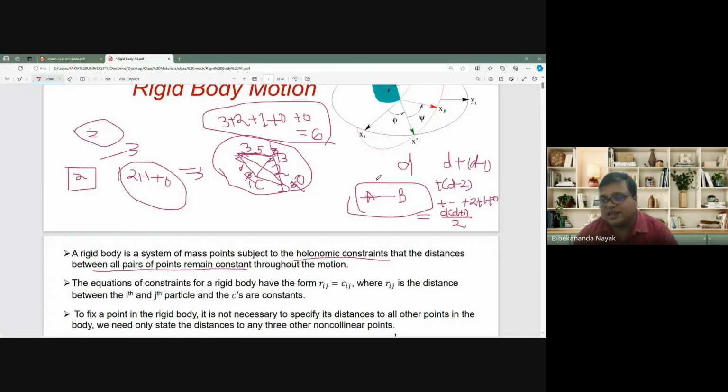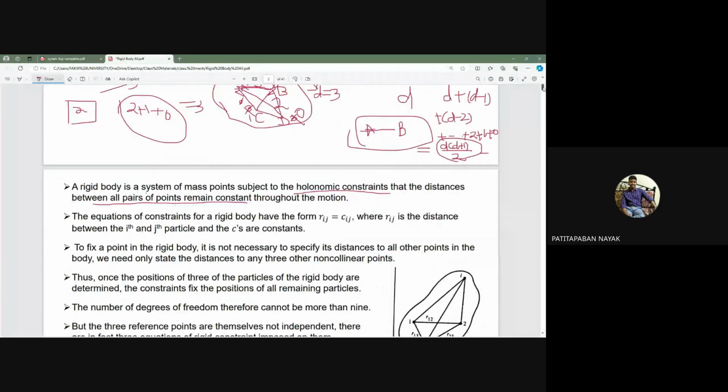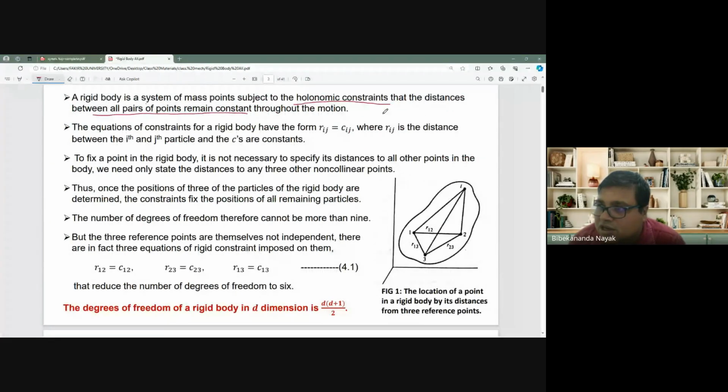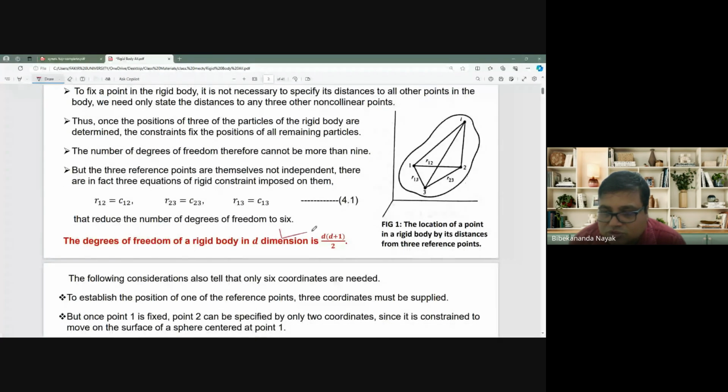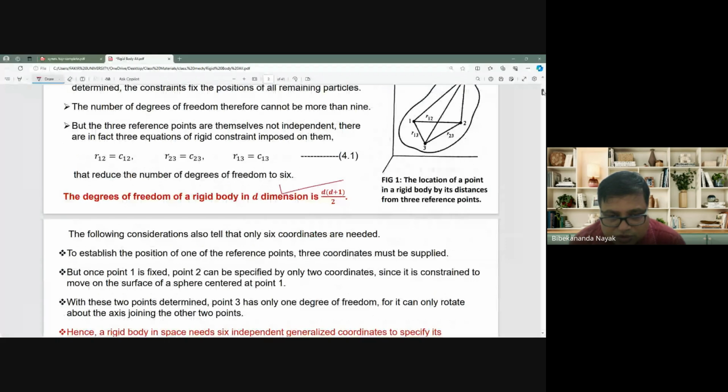So for a rigid body in D dimension, the degree of freedom or number of coordinates required to specify the configuration is D into D plus 1 by 2. Here, in the normal case, we consider space, D is equal to 3. You put 3 here, 3 into 4 by 2, 12 by 2 is equal to 6. So for a rigid body, the degree of freedom is 6. Clear? All that I tell is written here: the degree of freedom of a rigid body in D dimension is D into D plus 1 by 2.